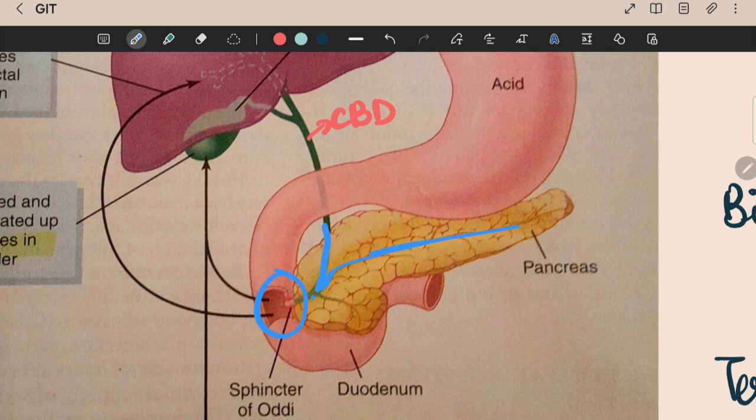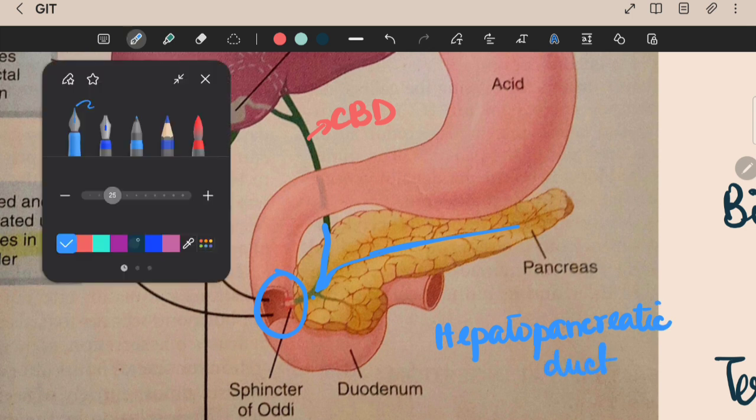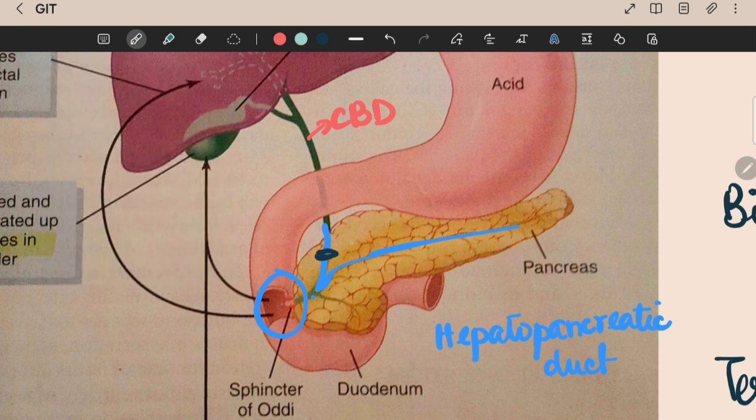This is the common bile duct. They will fuse together and form the hepatopancreatic duct. But remember, there is no presence of bile flowing freely in this CBD, because over here there is a valve at this point that is called the sphincter of Boyden. Remember, at this level we have the sphincter of Boyden.